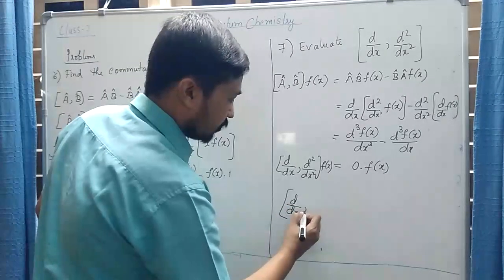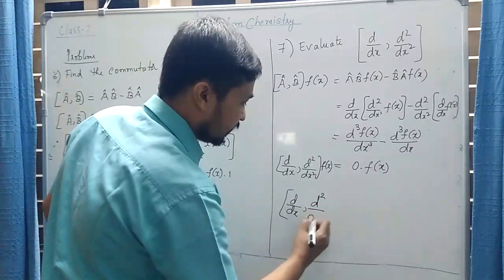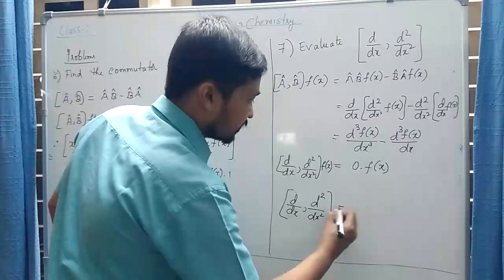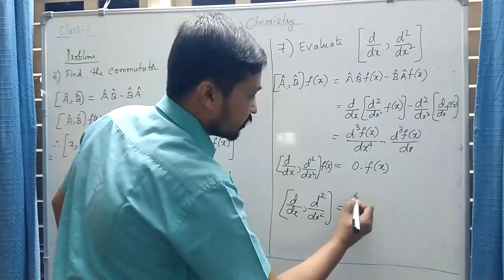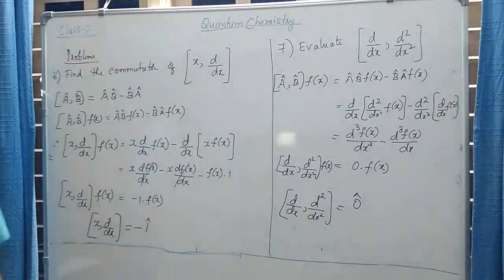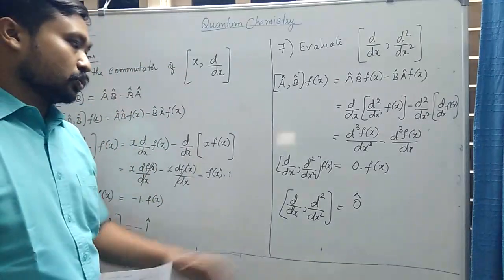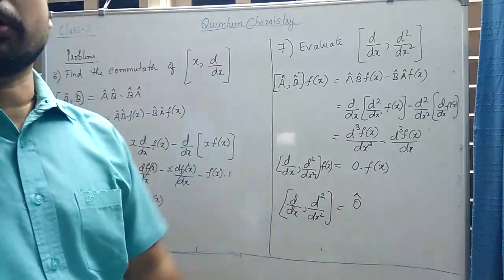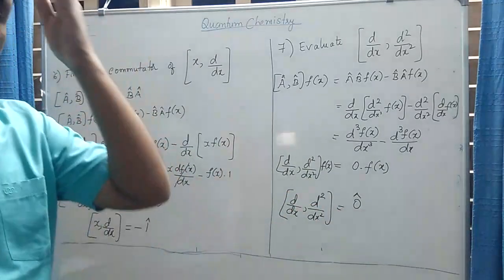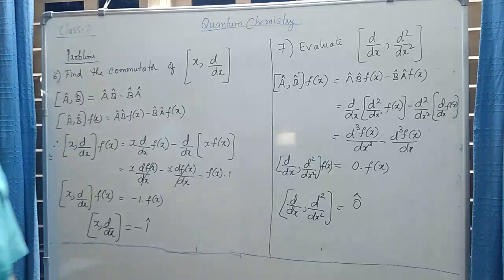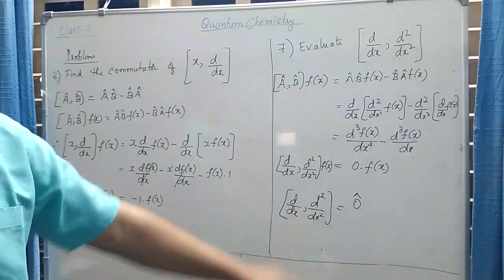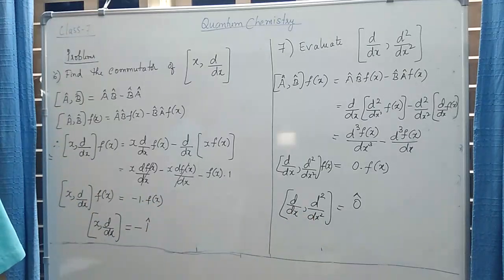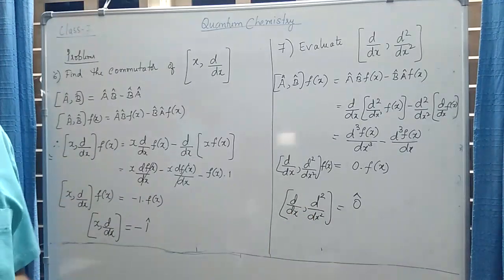So the commutator of d/dx and d²/dx², if I remove this f(x), gives the corresponding operator, which is a 0 operator. So the commutator of d/dx and d²/dx² is a 0 operator, and as I defined in the commutator operator section, if the commutator is equal to 0, it means the two operators commute with each other. So d/dx and d²/dx² commute with each other.